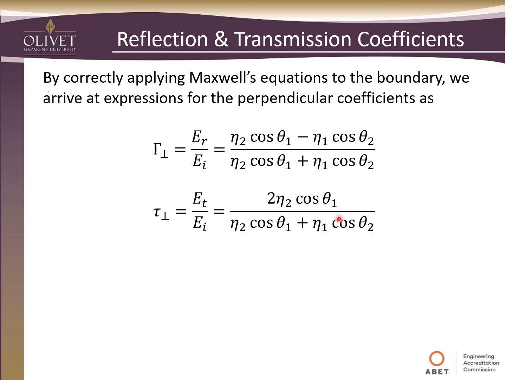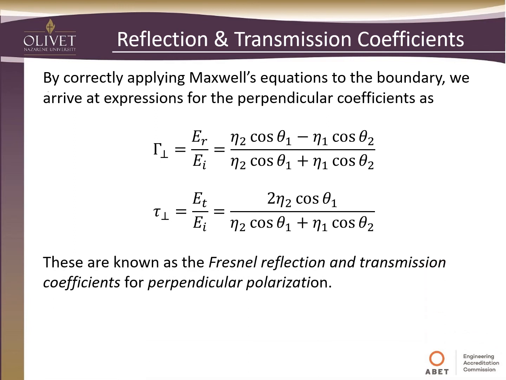And so, we take note here that if we are coming in perpendicular, the cosine of these angles would be 1, and we have our original equation, right? So this doesn't look too unfamiliar to us. Hopefully we've just modified it now for oblique angles. So these are known as the Fresnel reflection and transmission coefficients for perpendicular polarization.